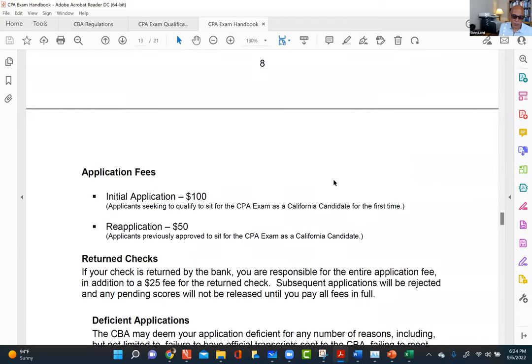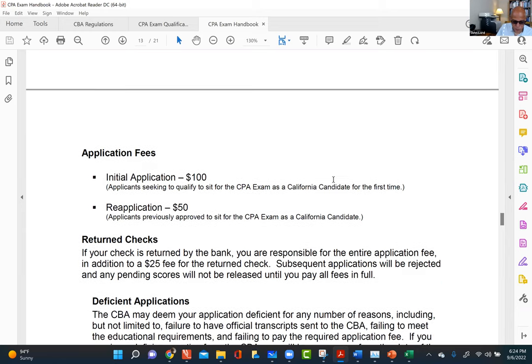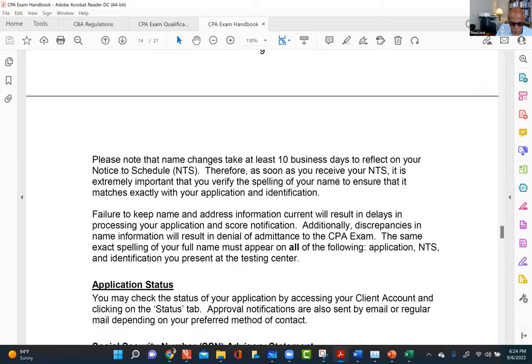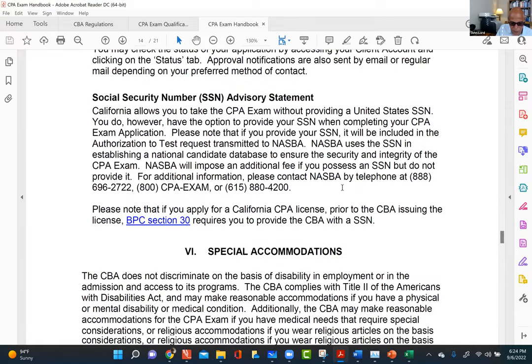The application fee is $100, okay? So you're gonna have to pay $100 to submit your application. If you fail a part, they make you reapply. So that fee is $50, okay? And then we were looking for exam fees here.